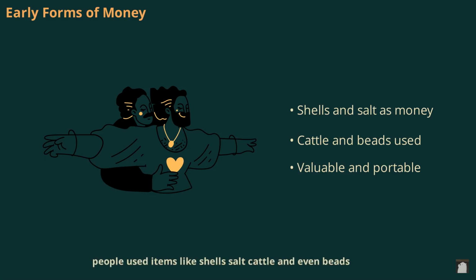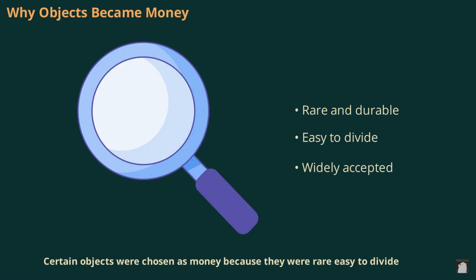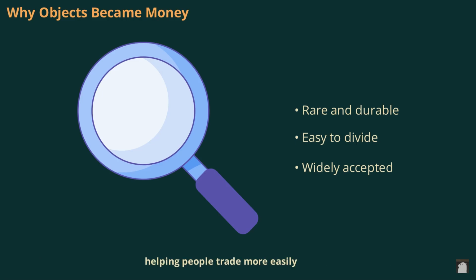Instead, people used items like shells, salt, cattle, and even beads. These objects were valuable, durable, and easy to carry. They became widely accepted in different cultures as a medium of exchange, making trading much simpler. Certain objects were chosen as money because they were rare, easy to divide, and didn't spoil over time. For example, salt was valuable for preserving food and shells were hard to find. These qualities made them ideal for use as money, helping people trade more easily.